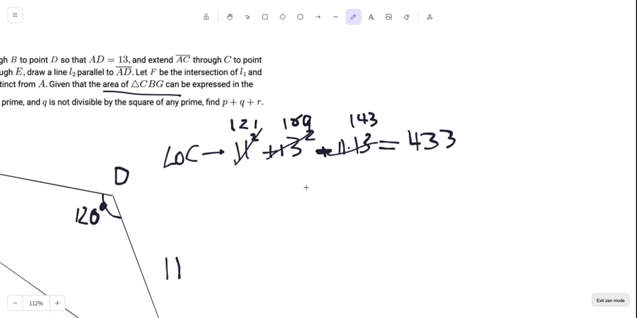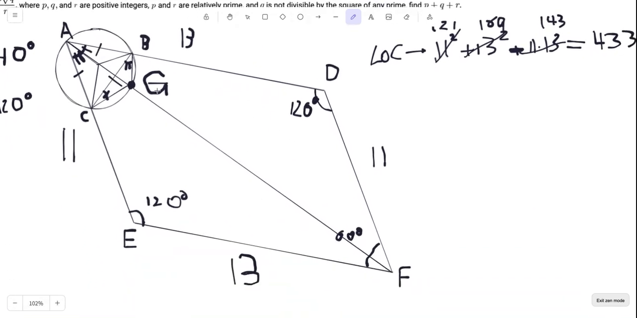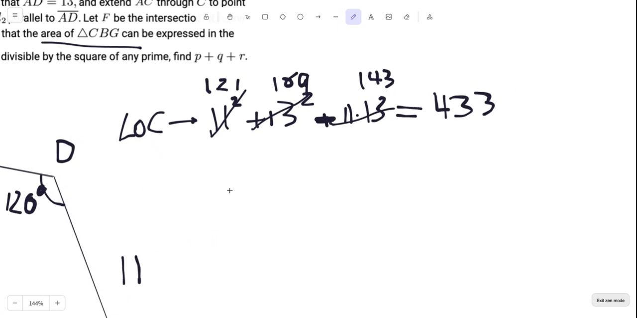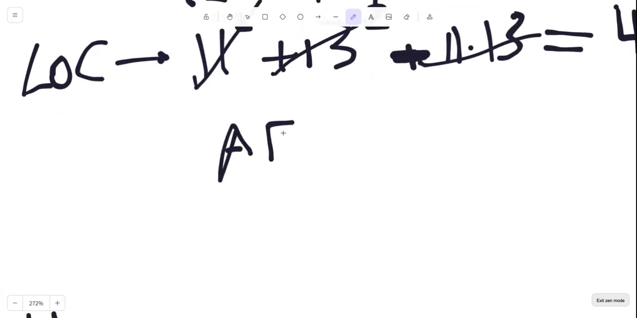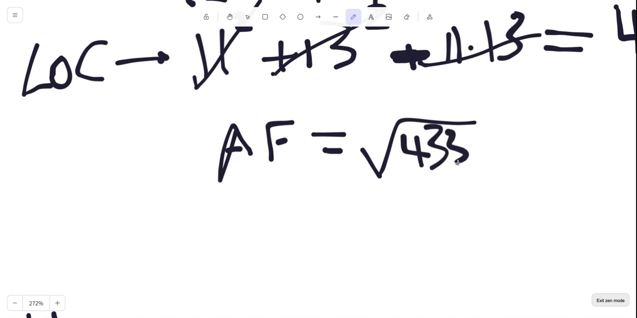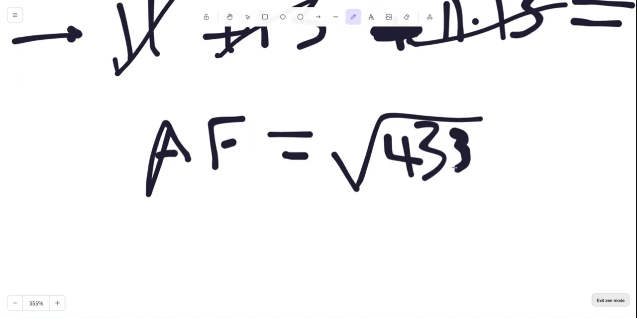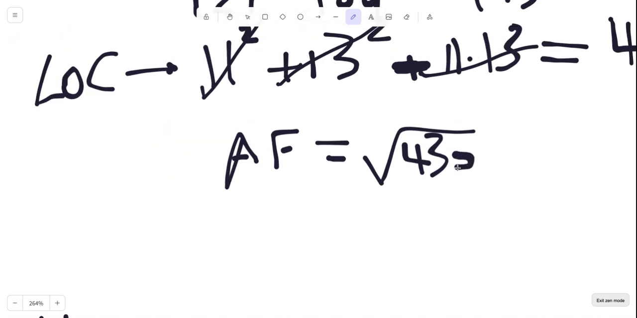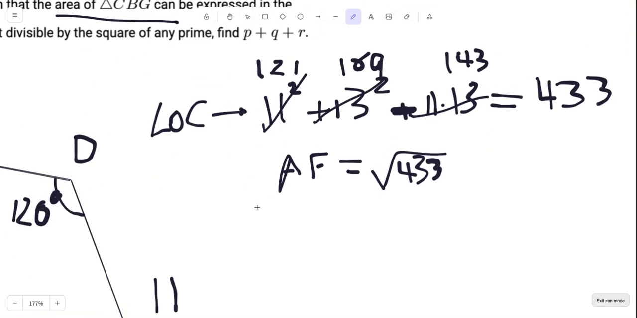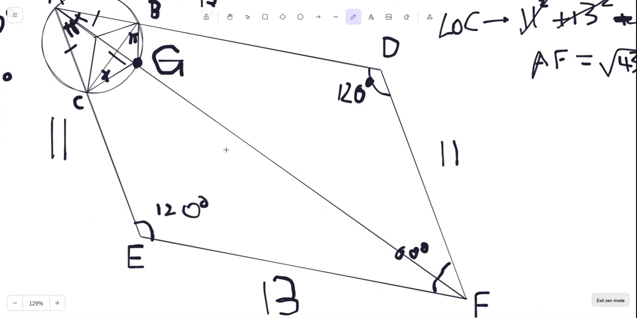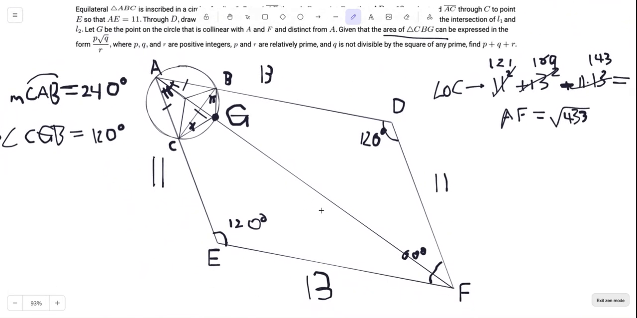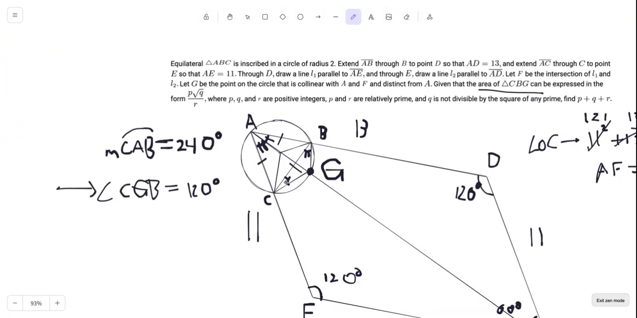290. Yeah, okay. It's 433, which means the square of side AF by law of cosines is 433, giving AF to be the square root of that. Can we simplify this? This is not divisible by 3. It's not divisible by... Well, we can leave it like that for now, even if it does have any simplifications. Okay, now we have the length of side AF.